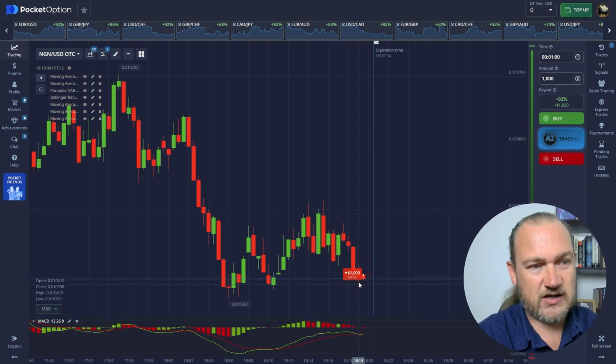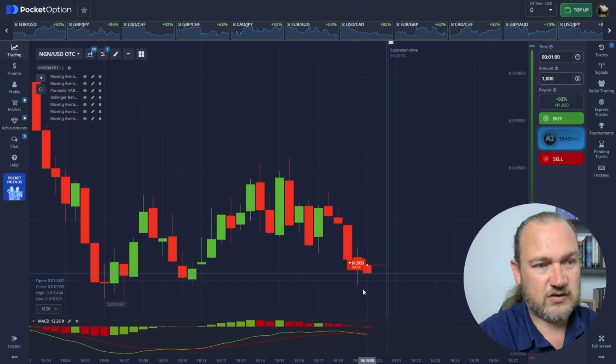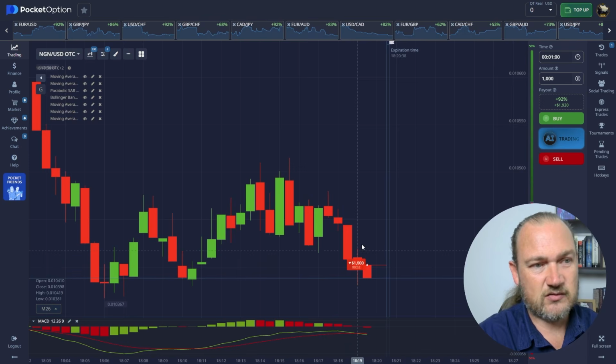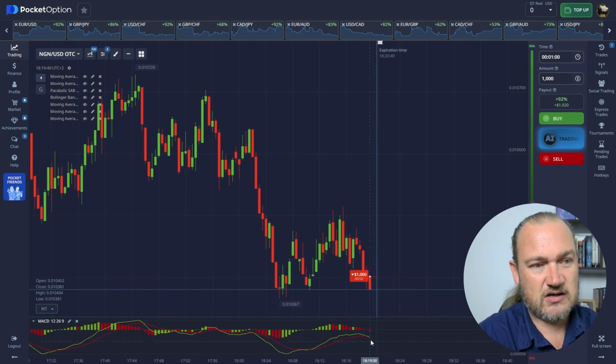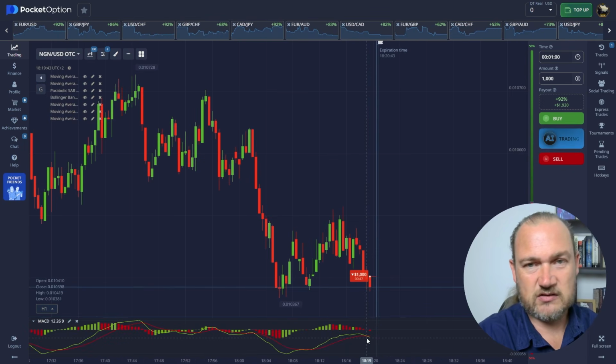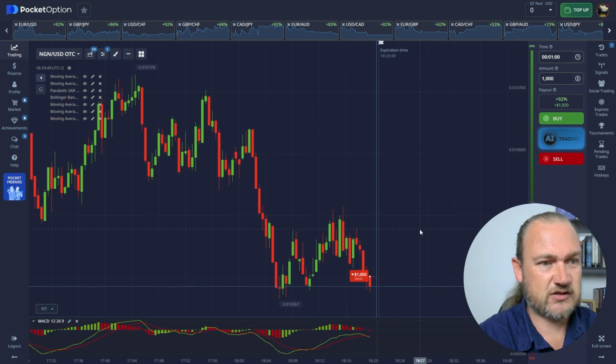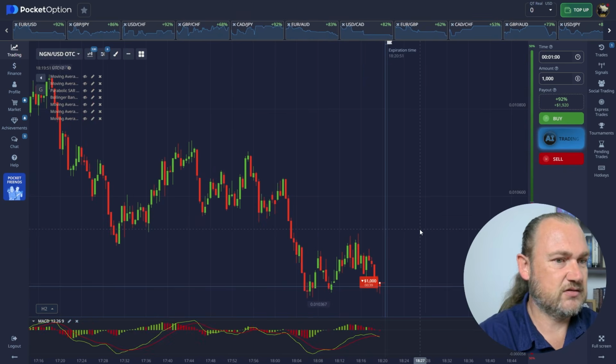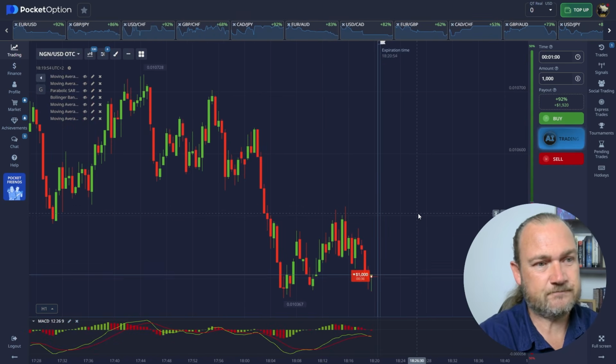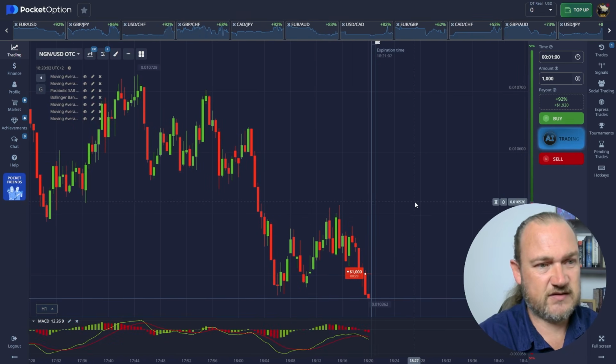Candle closed beautifully red, and it confirmed the crossover for us on the close of this candle. So we're going with a bearish crossover while the MACD is below the zero line. It's as simple as that. And now we just need to wait for our timer to run out. We'll see how this trade goes. We're almost halfway through it. There's the halfway mark, 30 seconds left on this, and it's dropping beautifully.